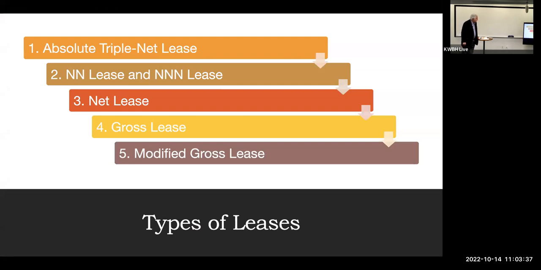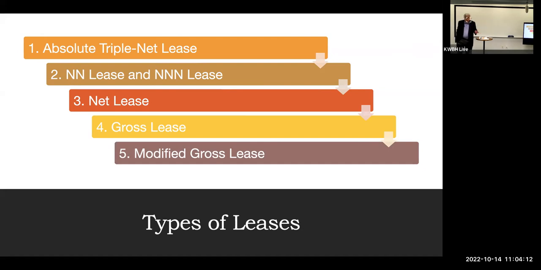Before we talk about triple net leases, we ought to talk about other types of leases so we understand what a triple net lease is. There are different kinds of triple net leases because the definition is not always clear. The first one is an absolute triple net lease. That means the landlord has no responsibility whatsoever, and all expenses of the property are paid by the tenant.